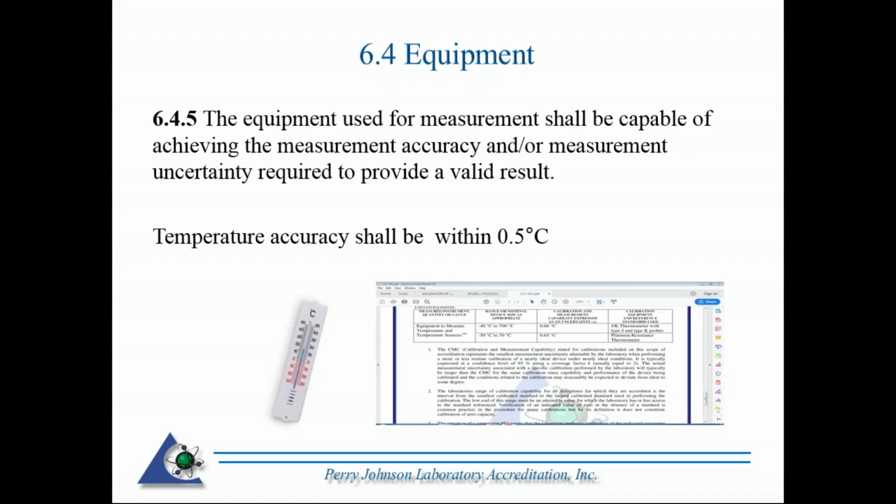6.4.5, the equipment used for measurement shall be capable of achieving the measurement accuracy and or measurement uncertainty required to provide a valid result. Nothing new here. What I have here I try to depict is if you had an accuracy requirement of capturing temperature to within 0.5 degrees Celsius. The instrument on the left there may not be adequate for providing that level of accuracy.